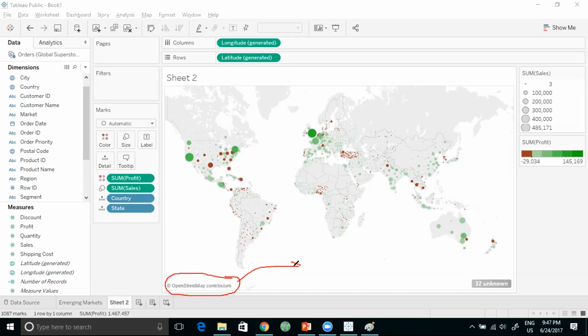So this is a plugin. Tableau uses the name of the city and calls upon this particular open source street map contributors, and calls upon their server, and the server gets back to Tableau with the latitude and the longitude. And hence the cities have been mapped on the globe, even though my original data set did not have latitude and longitude. So that's a great question there, yeah?